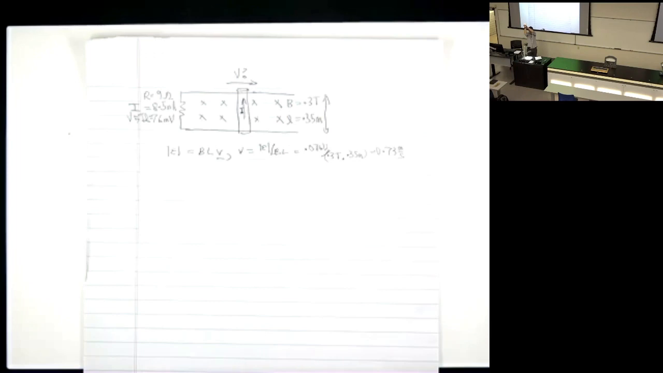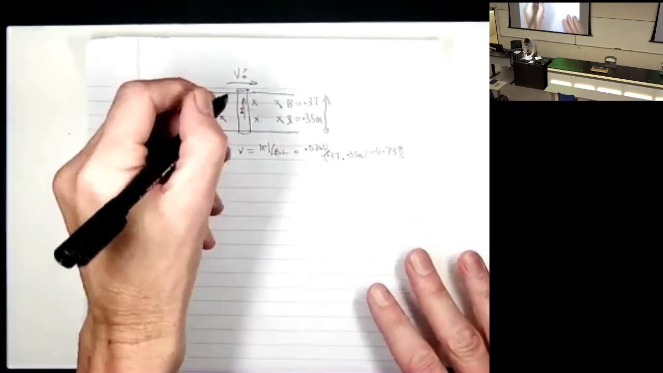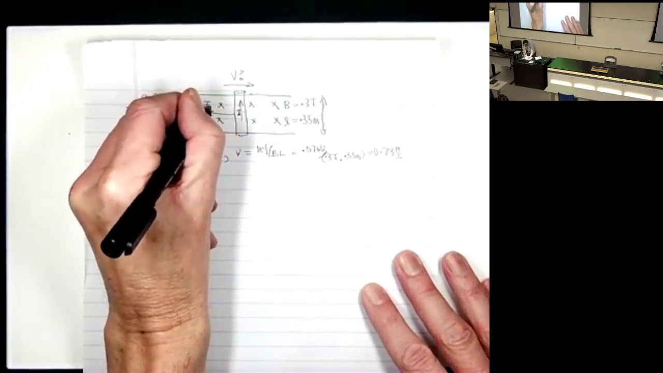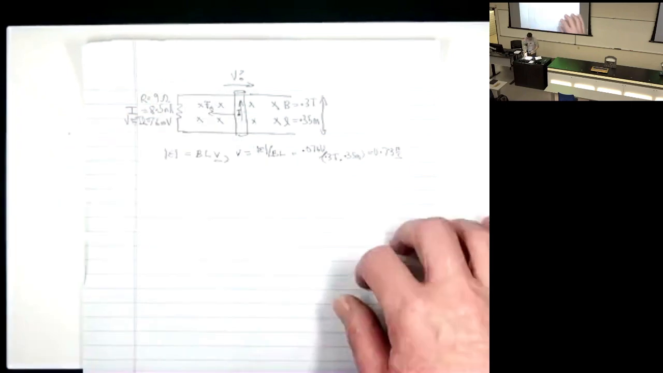My thumb is going to point in the direction of the force. That's towards the left. There is a magnetic force on the rod because it is a current-carrying rod in a magnetic field, and it is perpendicular to the current. It's perpendicular to the magnetic field. It's towards the left. So let me draw that. This is FB. It's over here towards the left.